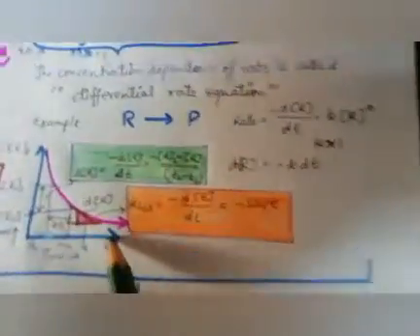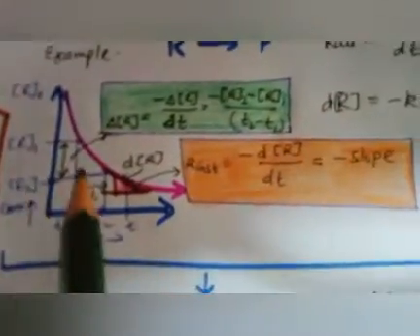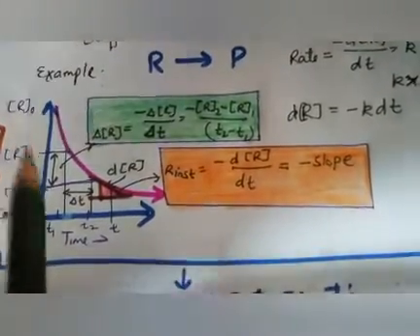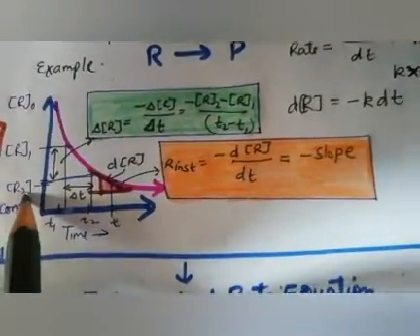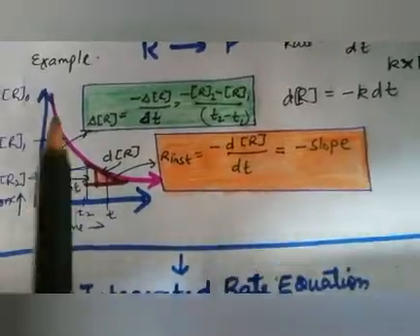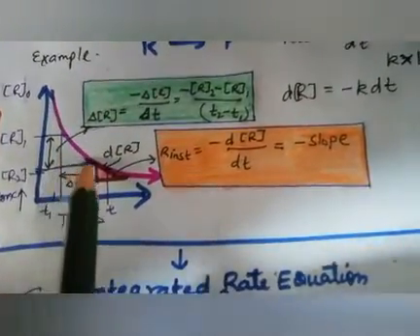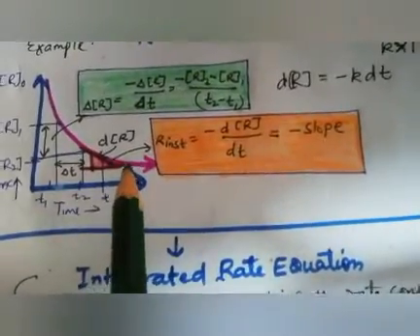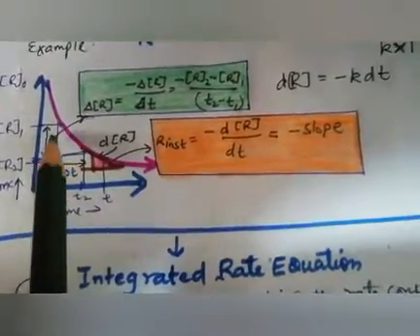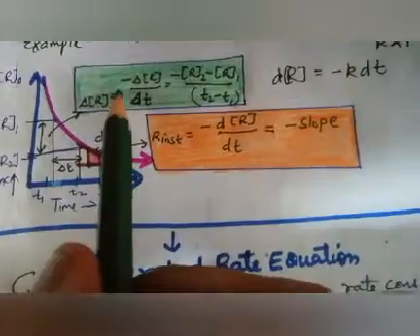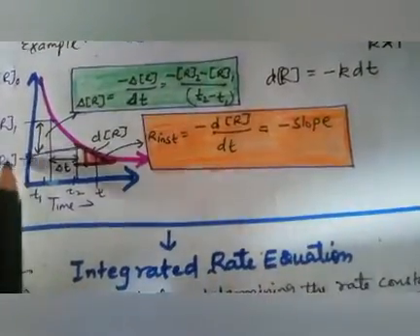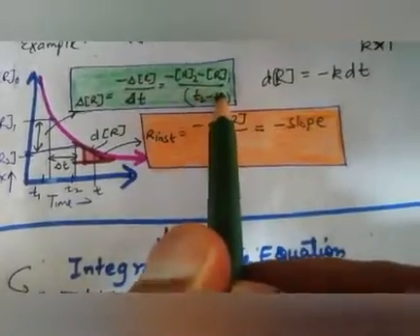So if we look at this graph carefully, you can see the initial concentration, then the concentration changes, and then changes again. With the change in concentration, the reaction rate decreases, because the slope is downward. This change is delta R upon delta t, that is R2 minus R1 upon t2 minus t1.